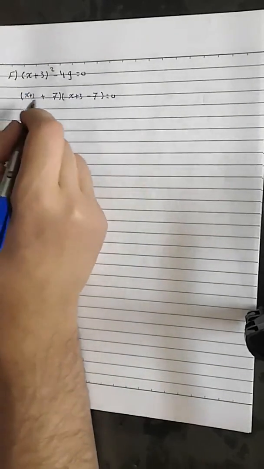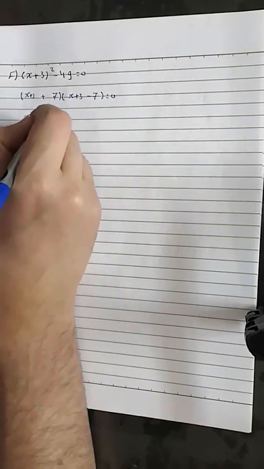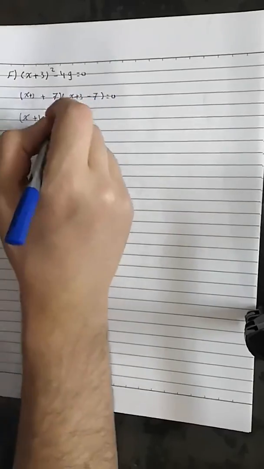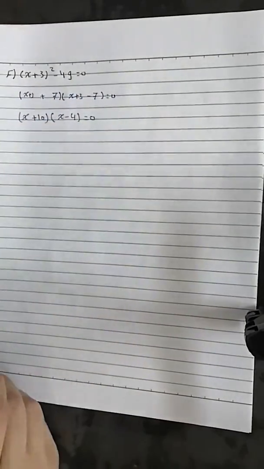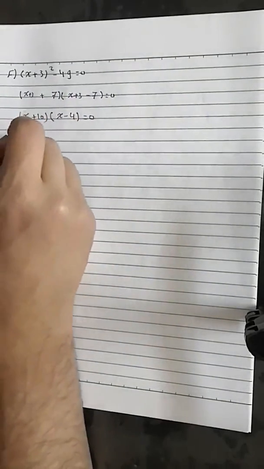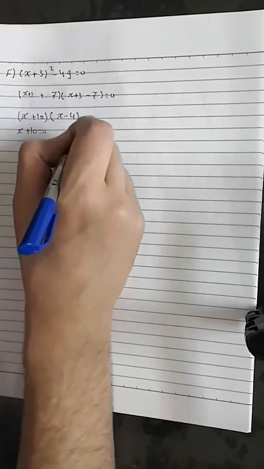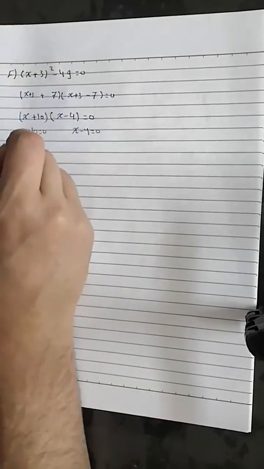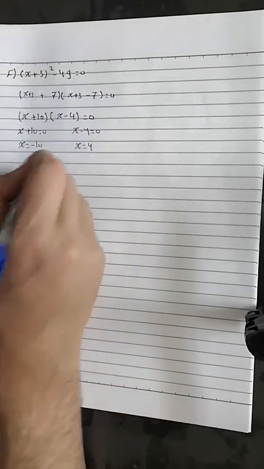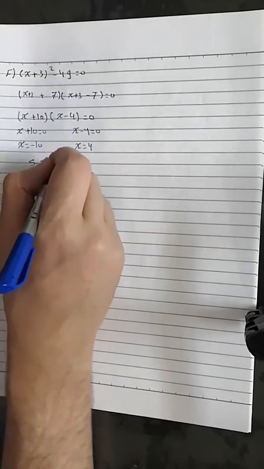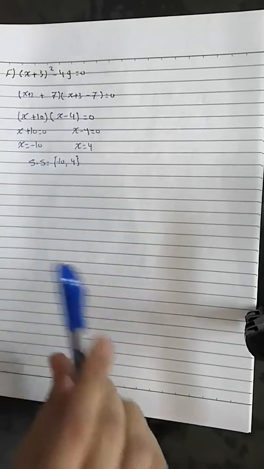Now, x plus 3 plus 7 will be x plus 10, and here it will be x minus 4, equal 0. I have now x plus 10 equal 0, or x minus 4 equal 0, x equal negative 10, and x equal 4. Solution set equals negative 10, and 4.